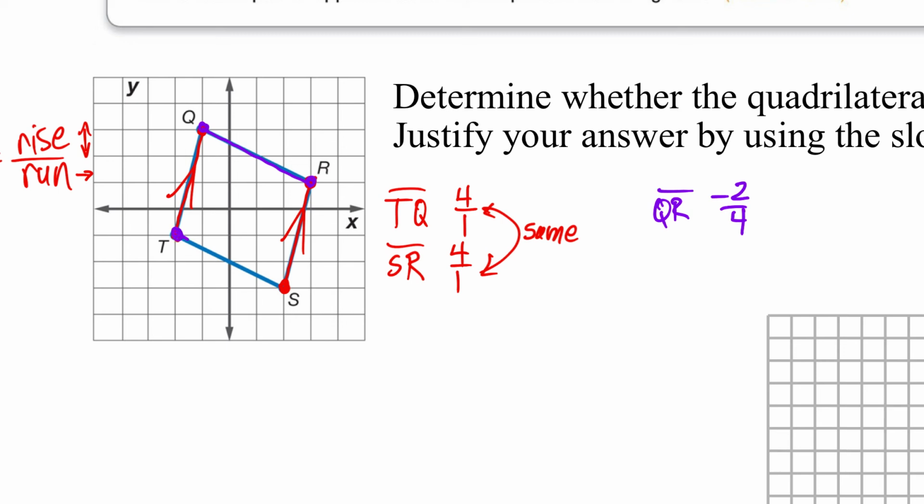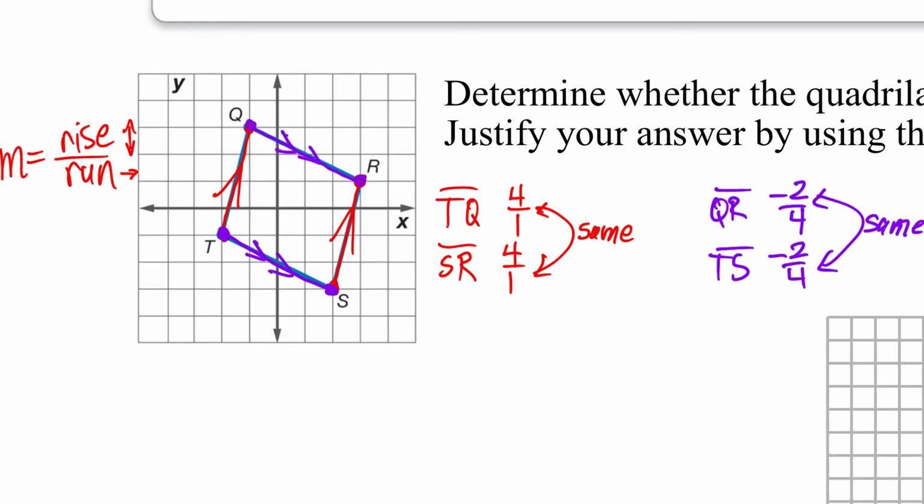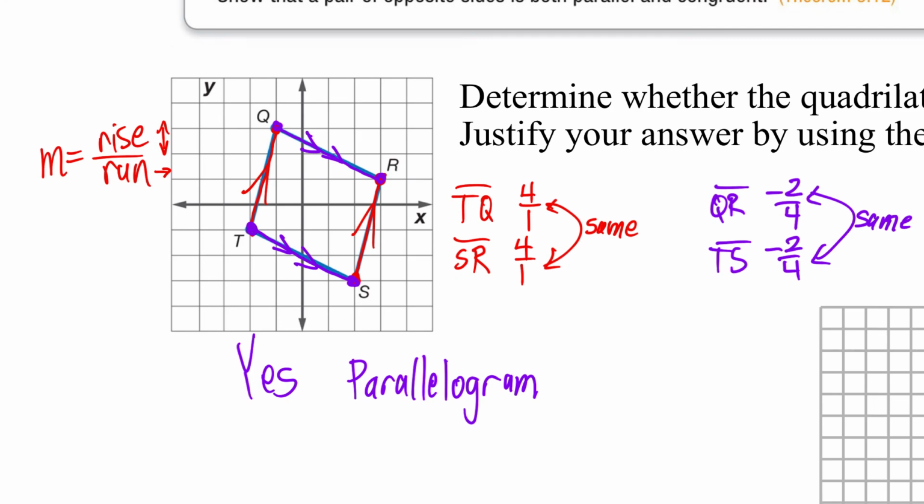Now for TS, what's the slope of TS? Down 2 over 4. Are those 2 going to be parallel? Yes, because they have the same slope. So this side is parallel to this side. And based off of the definition, since this side is parallel to this side and this side is parallel to this side, that means yes, this is a parallelogram. Both pairs of opposite sides are parallel.